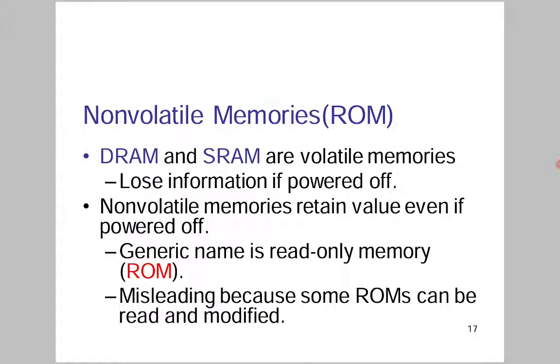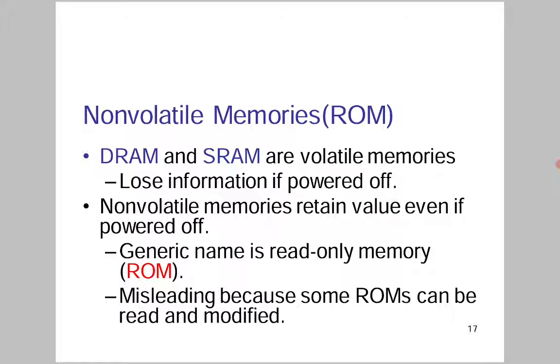So ROM means non-volatile memory, read-only memory. They are permanent memories. DRAM and SRAM are volatile memories. They lose information if power is switched off. Non-volatile memories retain values even if powered off. The generic name, read-only memory, is misleading because some ROMs can be read and modified.